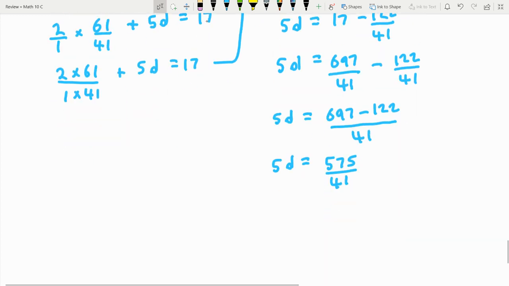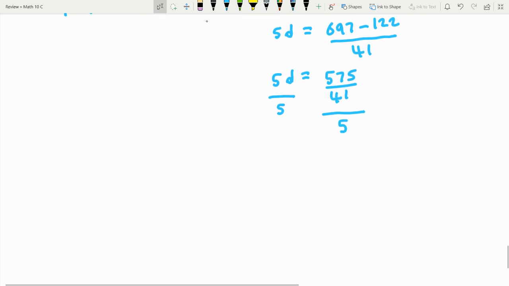Now I want to divide both sides by 5. So I would divide 5d by 5 and 575 over 41 by 5. On my left-hand side, I should just get d, because 5 divided by 5 is 1. But on my right-hand side, I have essentially 575 divided by 41, divided by 5. I'm just going to say this is 5 over 1, because I can write 5 as 5 over 1.